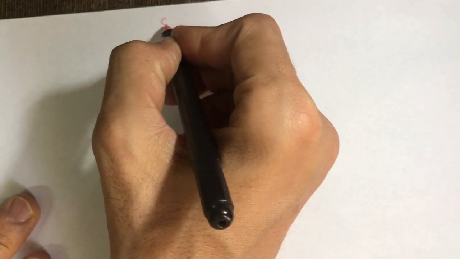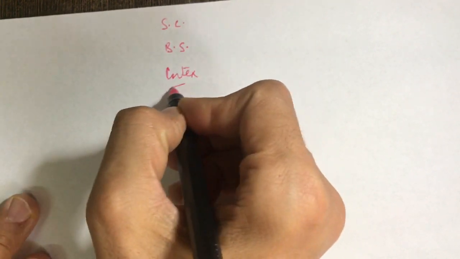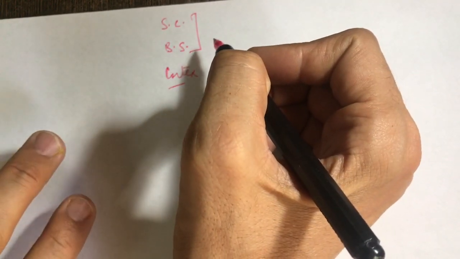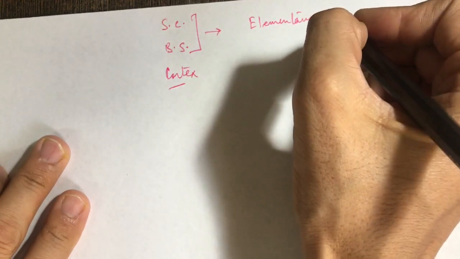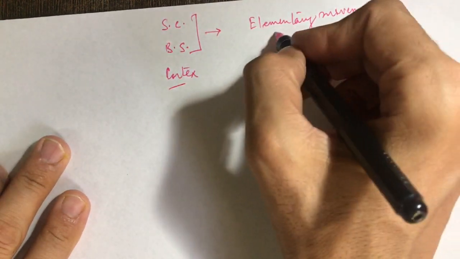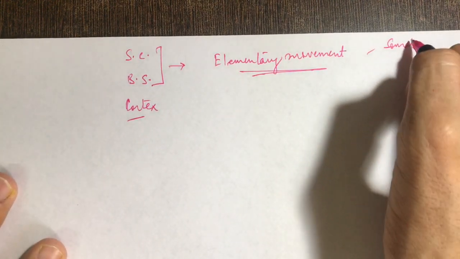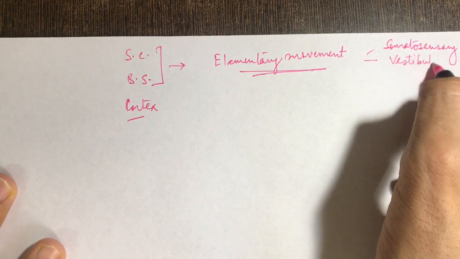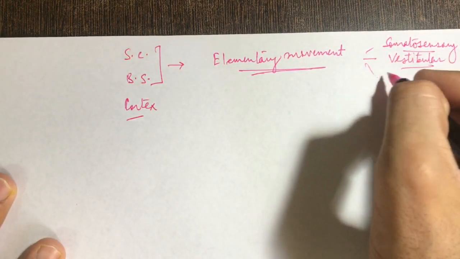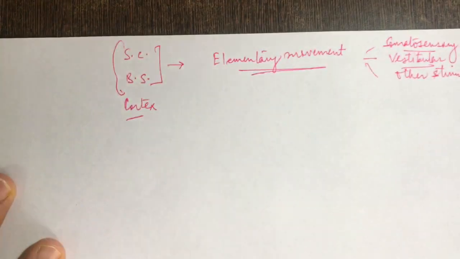So till now we have discussed these three hierarchy systems: the spinal cord, then the brainstem, then the cortical area, the cortex. The spinal cord and brainstem circuits organize elementary movement, right? They organize the elementary movement in response to somatosensory, vestibular, mainly these two, somatosensory and vestibular, as well as a few other stimuli. Okay, so that's how the spinal cord and brainstem perform these.